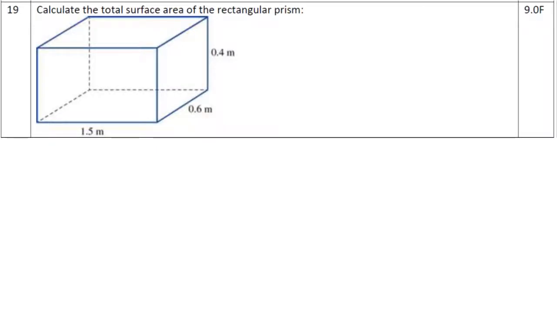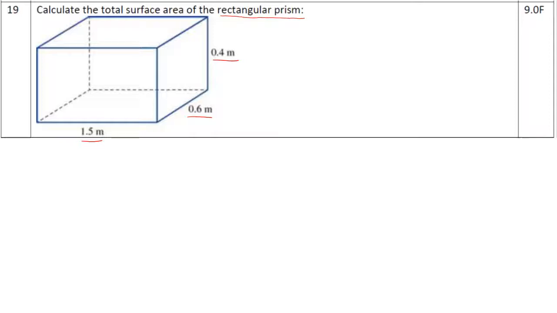Question 19, calculating the total surface area of the rectangular prism. Now this one was an interesting one because it was reasonably well done and kind of not that well done, because people didn't recognize that if you've got a rectangular prism, so we know a rectangular prism's got 6 sides, but the thing with this one is it's got 3 different dimensions. So we've got 0.4 high, 0.6 deep, and 1.5 long, or whatever you want to call it.